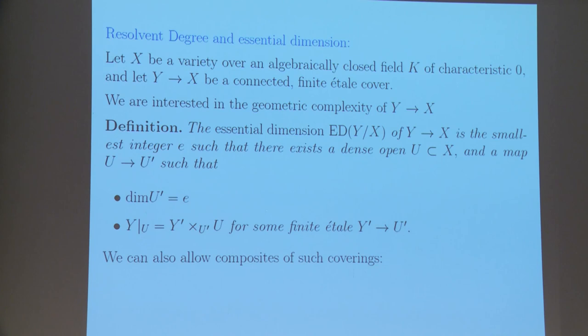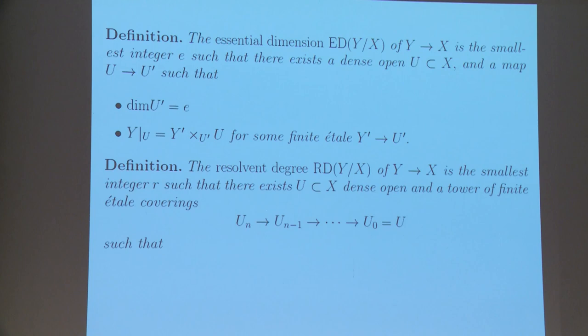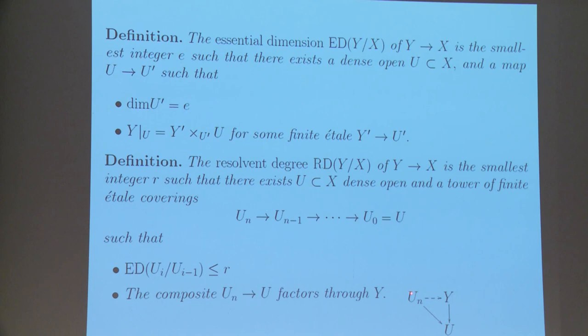Then there's a second definition where we also allow composites of such coverings. So the second definition, resolvent degree: I have the same thing, a covering. And then I want to consider the smallest integer r such that there's a dense open and a tower of coverings over the dense open such that each of them has essential dimension less than or equal to r. So each one of these comes from something of possibly smaller dimension. r might be the dimension of X. And also, at the top, I dominate the covering that I started with.